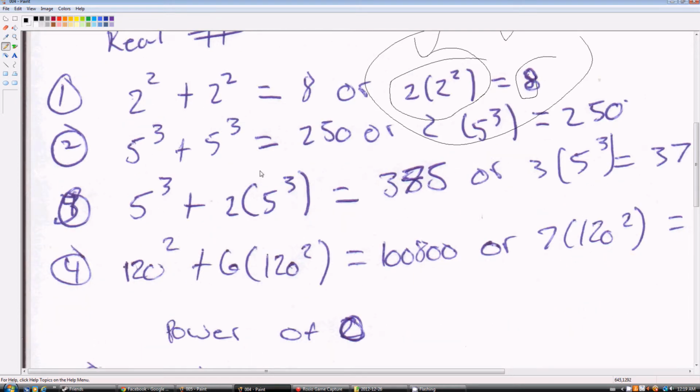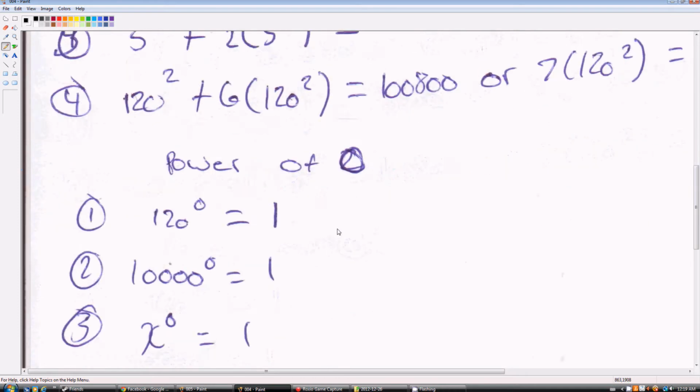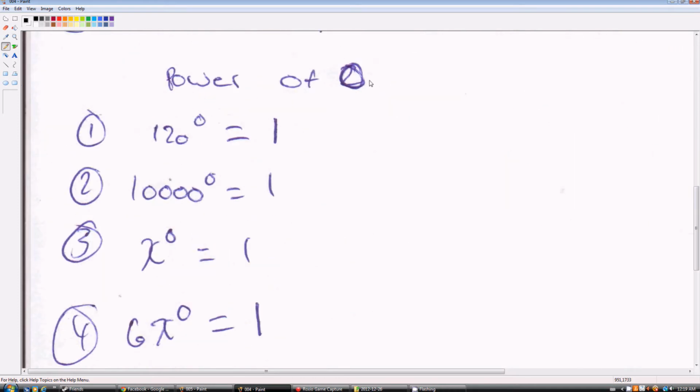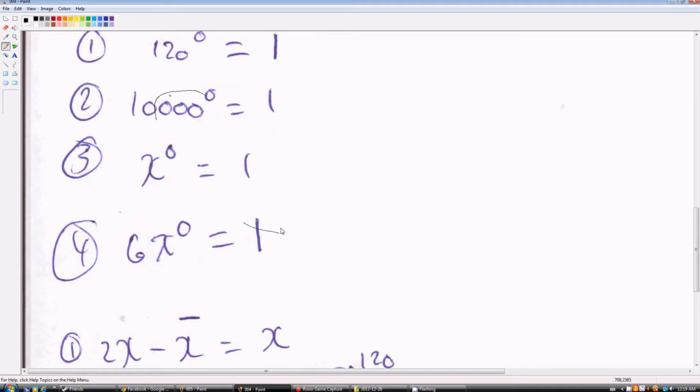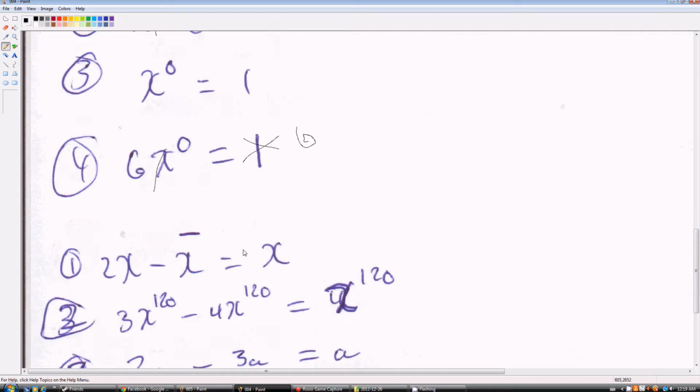As you can see, it applies all the way up. Anything to the power of 0, what does that equal? 1. So 120 to the power of 0, 1. 10,000 to the power of 0, 1. x to the power of 0, 1. This is technically wrong: 6x to the power of 0. So to the power of 0, this is going to equal 1. 6 times 1 is 6, not 0.